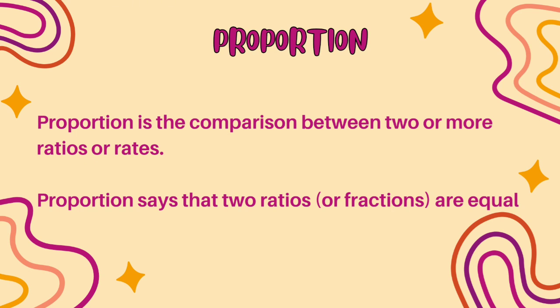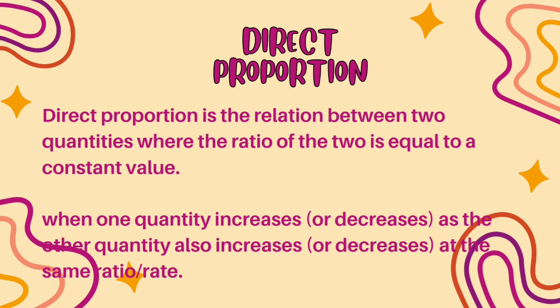Proportion is the comparison between two or more ratios or rates. Proportion says that two ratios or fractions are equal. We have three types of proportion. First is the direct proportion. What is direct proportion? Direct proportion is the relation between two quantities where the ratio of the two is equal to a constant value. Also, when one quantity increases or decreases, the other quantity also increases or decreases at the same ratio or rate.